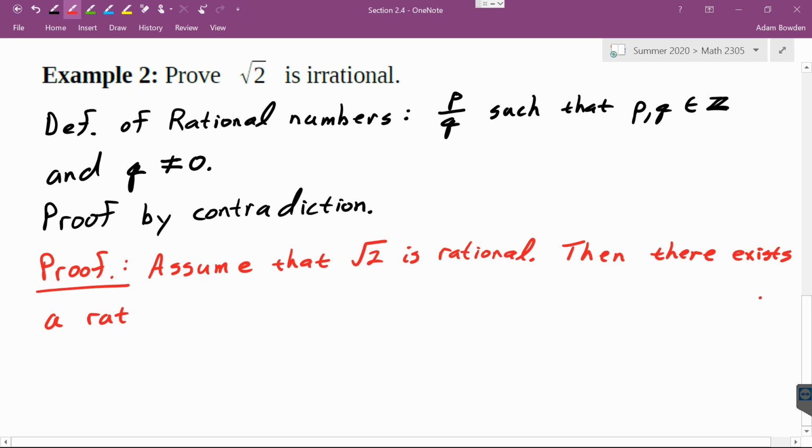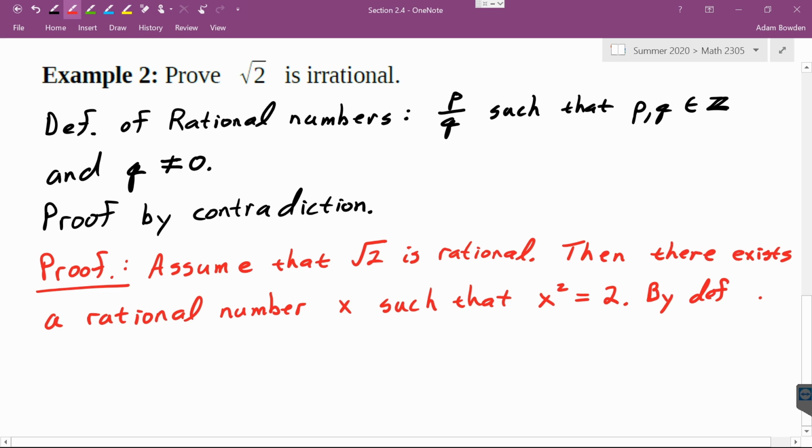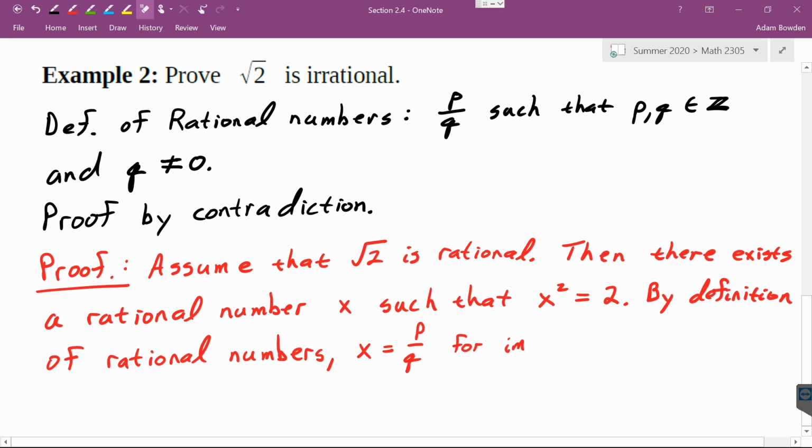a rational number x such that x squared is equal to 2. Also, we can say now, by definition of rational numbers, x has to be equal to p over q for integers p and q, with q not equal to 0.